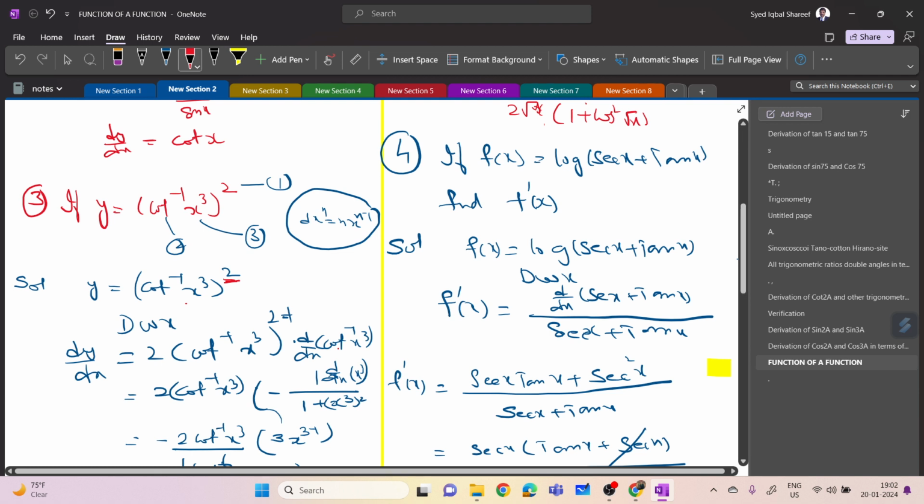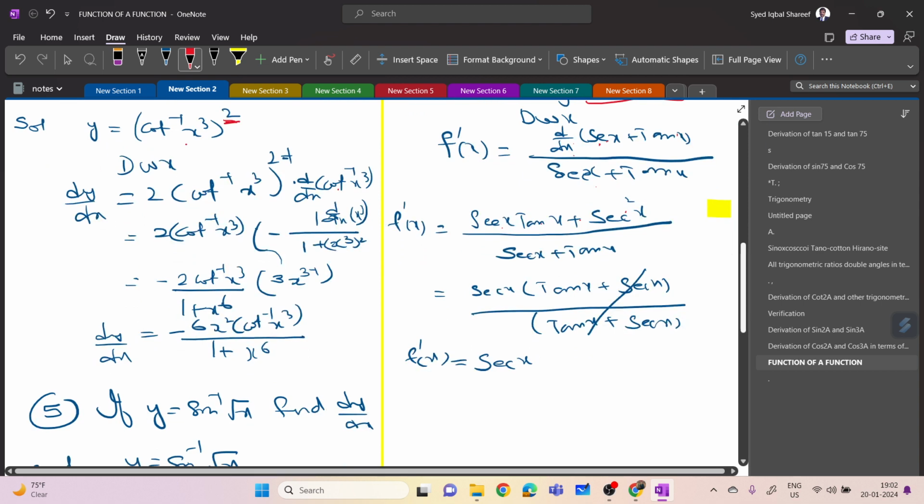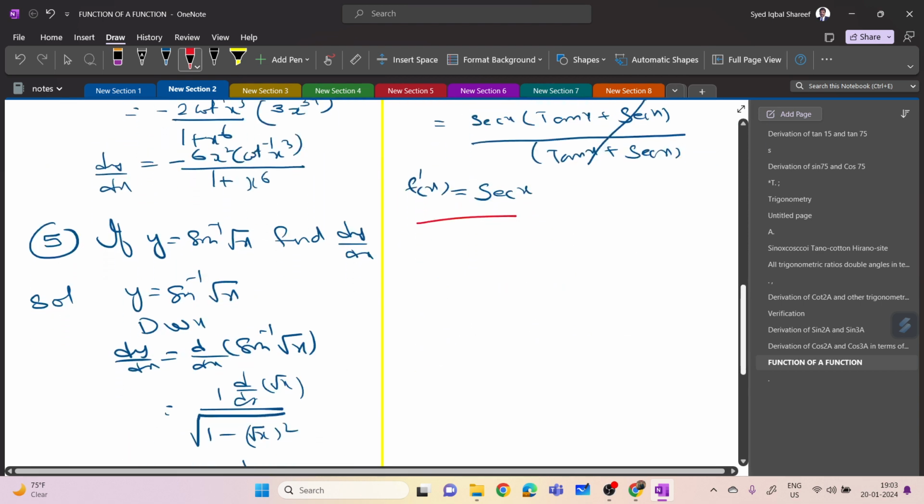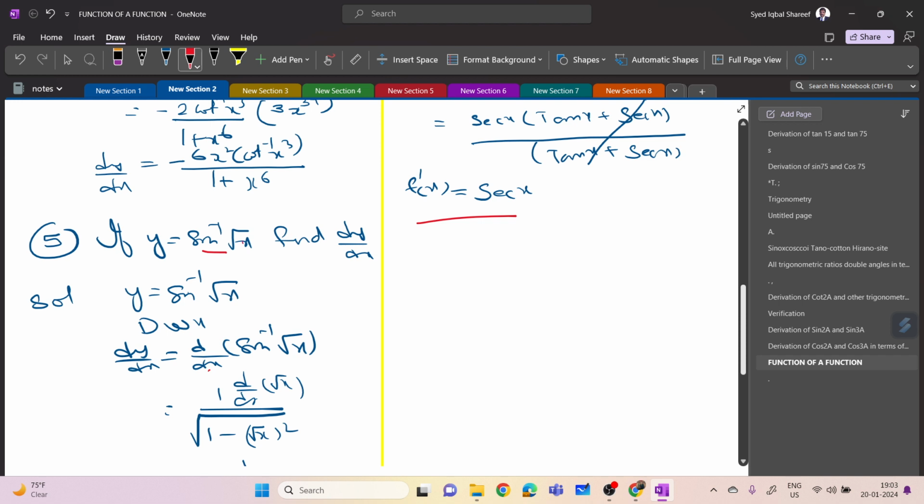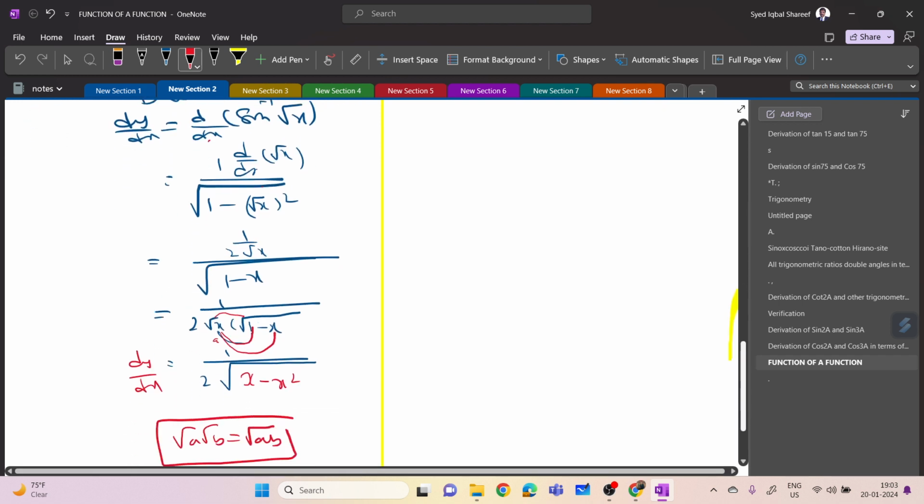Next, the fourth problem. If f of x equal to log of secant x plus tan x, here also this is function of a function. So derivative of log is 1 by x, in the place of x you have secant x plus tan x. Then derivative of secant x is secant x tan x, plus derivative of tan x is secant square. If you take secant common, it gets cancelled, f dash x. Next, y equal to sine inverse root x. So first derivative of sine inverse x, then derivative of root x is 1 by 2 root x, then simplify. That's it.